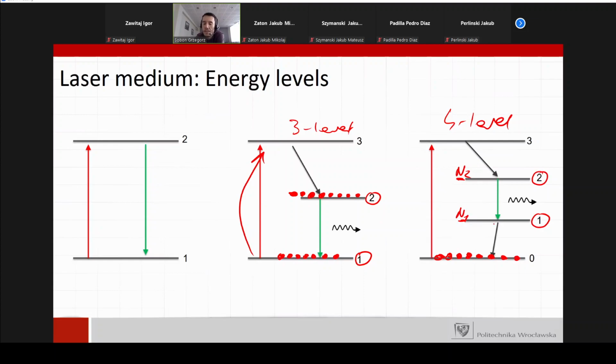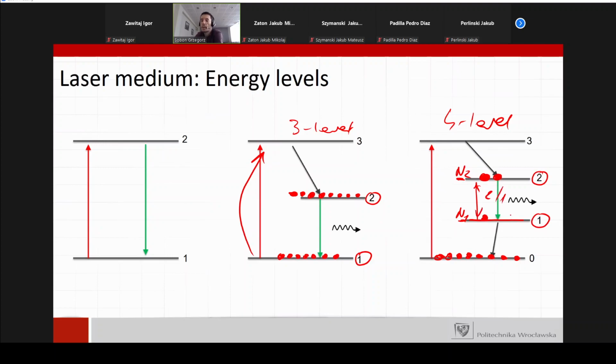And in general, in 4-level systems, we can assume that level 1 is always almost empty, because the lifetime of this level is really short. So it gets depopulated very fast. So even if I have billions of atoms on the ground state, I just need to have 1 atom here, or maybe 2 atoms, and I already have population inversion between levels 2 and 1.